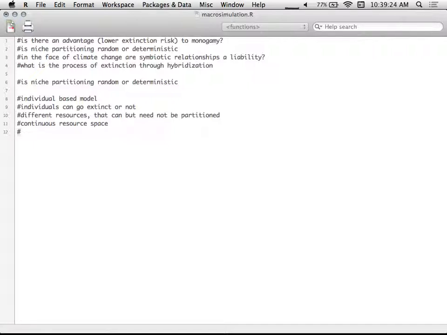So we have asexual offspring centered on the parent distribution with variance. We have to have this variance parameter, and we're going to have to have selection in some way. How do we get selection here?